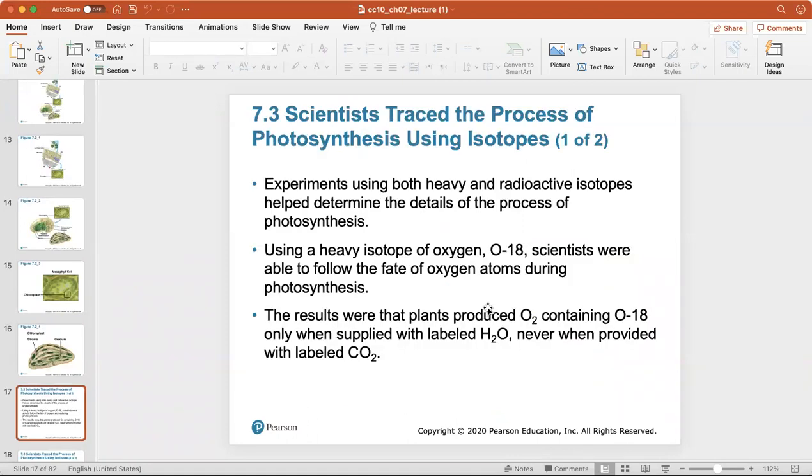So scientists traced the process of photosynthesis using isotopes. They did experiments using both heavy and radioactive isotopes that helped them to determine all the details of the process of photosynthesis. They used a heavy isotope of oxygen, O-18. Remember, isotope just means it has different numbers of neutrons. Scientists were able to follow the fate of oxygen atoms during photosynthesis, and the results were that plants actually produce oxygen containing this oxygen-18 isotope only when supplied with labeled water, never when provided with labeled carbon dioxide.